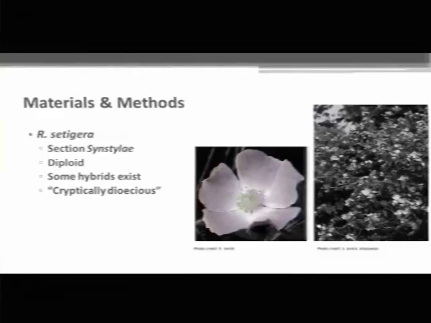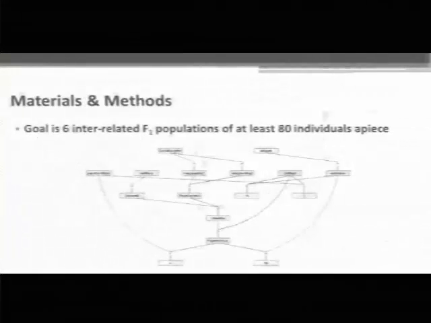So our ultimate goal is that when we have these populations, it's going to be 6 interrelated F1 populations of at least 80 individuals apiece. And this is sort of what it's going to end up looking like. This is a highly simplified version. I tried to put the full version of the crossing scheme up here, complete with pedigrees, and then I realized it wasn't legible even on a computer screen. So this is a simplified version.